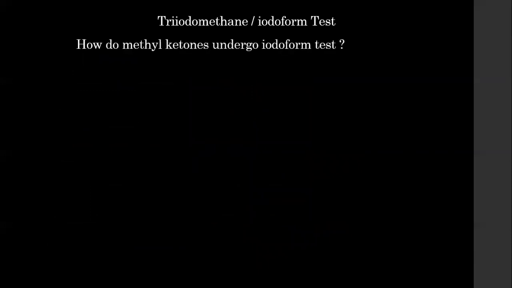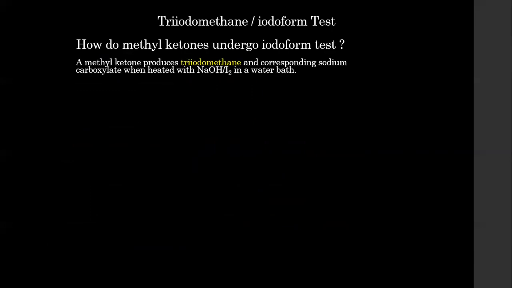And if you go further into this, we will see how methyl ketones undergo the iodoform test. To summarize, a methyl ketone produces triiodomethane, a yellow substance, and the corresponding sodium carboxylate when heated with sodium hydroxide and iodine in a water bath.